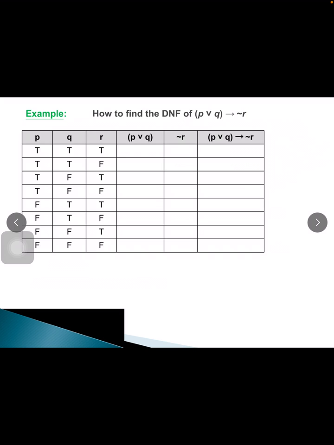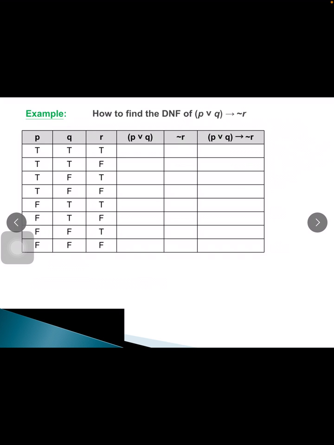So now I think after the example you are clear. If we take the example of the DNF, we need to find the DNF of P or Q implies negation of R. Here we find the DNF by the truth table. We have the three variables P, Q and R, and these are the truth values of these variables: true, true, true, true, true, false, and like that we have the 8 rows.